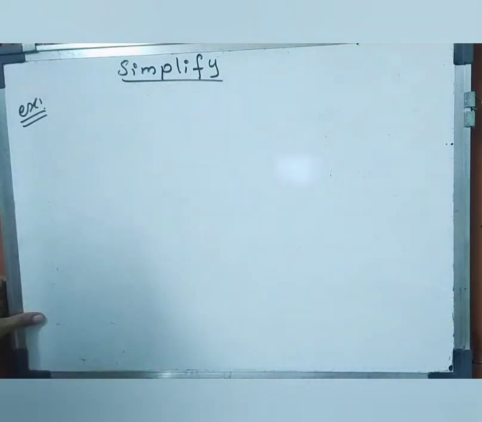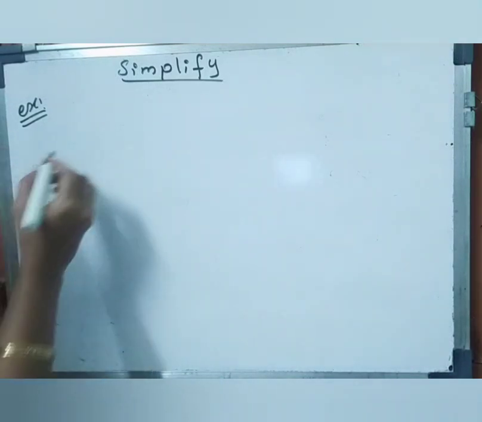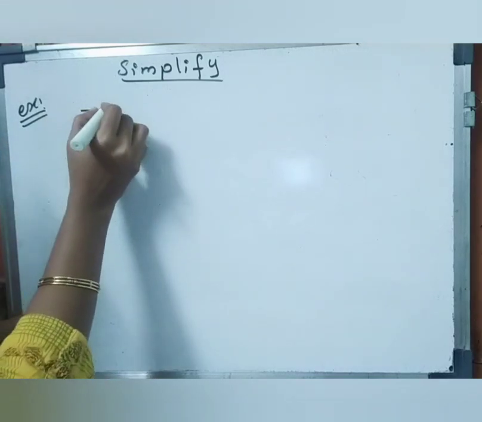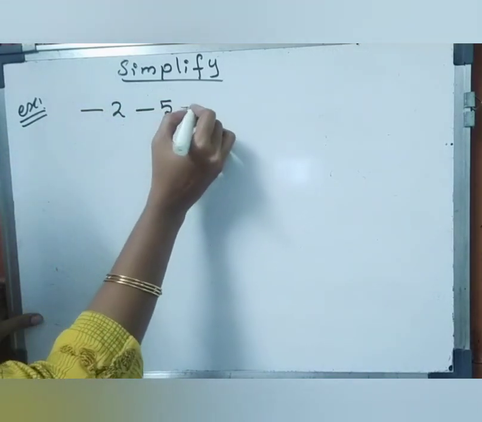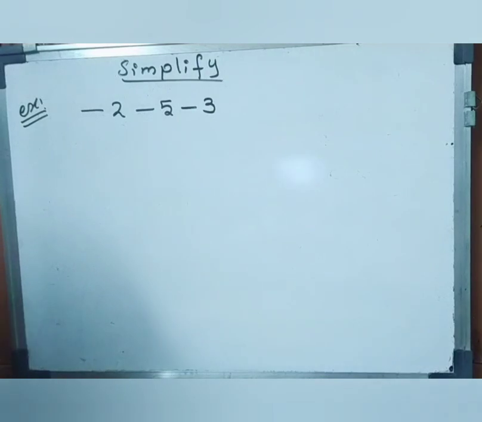Now, simplification on integers. When we have two integers, positive or negative, or more than two integers, sometimes 7 integers, 10 integers, 25 integers, how many is not a matter. When we have two or more integers, how are we going to simplify them? It may be addition or subtraction. The first example I am going to write: minus 2, minus 5 and minus 3. So we are going to simplify.